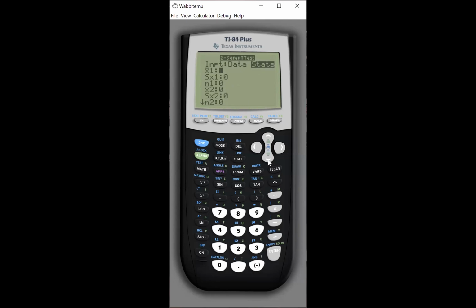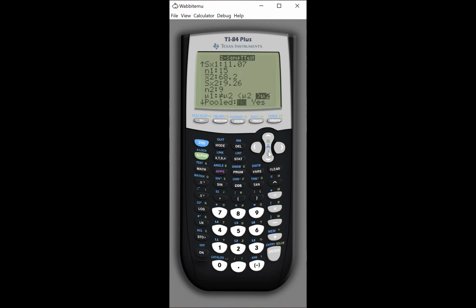If you look, it asks for x̄1, which is 80.9. Then it asks for Sx1, which is 11.07. And then you have n1, which is 15. Then you have x̄2, which is 68.2. You have Sx2, which is 9.26. Then you put n2, which is 9. Lastly, you want to put the alternative hypothesis. For the alternative hypothesis, we say greater than.